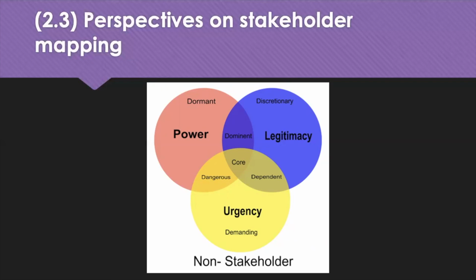The dangerous ones have power and urgent claims, but no legitimate claims. Dependent ones lack power, but have urgent and legitimate claims. And the definitive one in the middle, or the core, has the power, legitimacy, and urgent claims. So they're the ones that need regular communication.